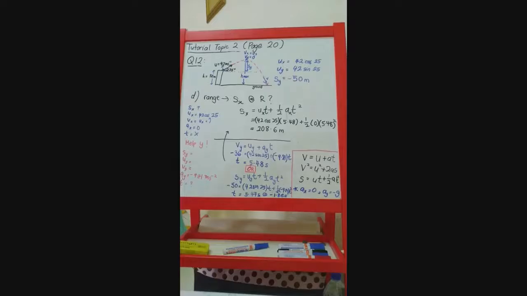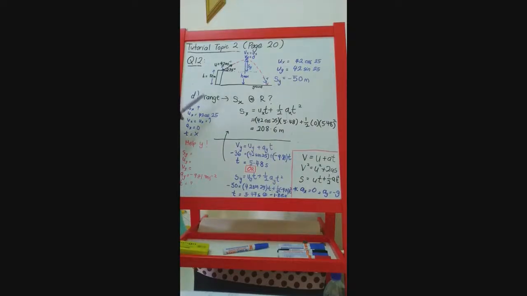For the last part, part D, determine the range of this object. Before I start explaining this part, I would like to correct something. If you notice in the previous parts A, B, C, I wrote down G here, it should be A, positive, it should be A. Okay, proceed. So D, it asks you for range.